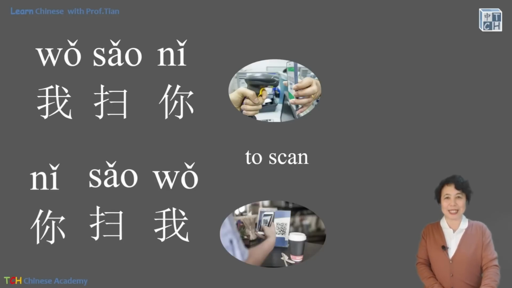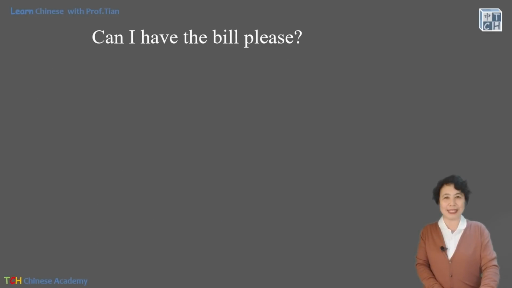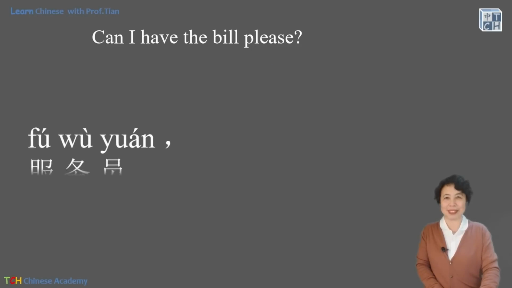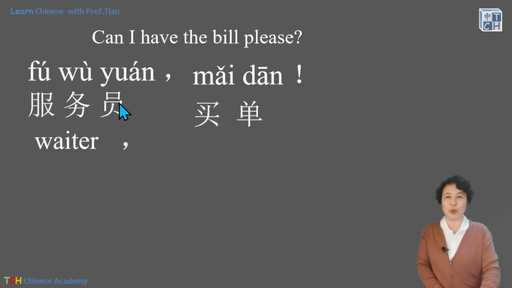Okay, now let's move on to the sentence. Can I have the bill, please? How do we say that? So we say 服务员买单. So 服务员 means waiter or waitress. We do not differentiate that in Chinese. So we simply say 服务员买单.